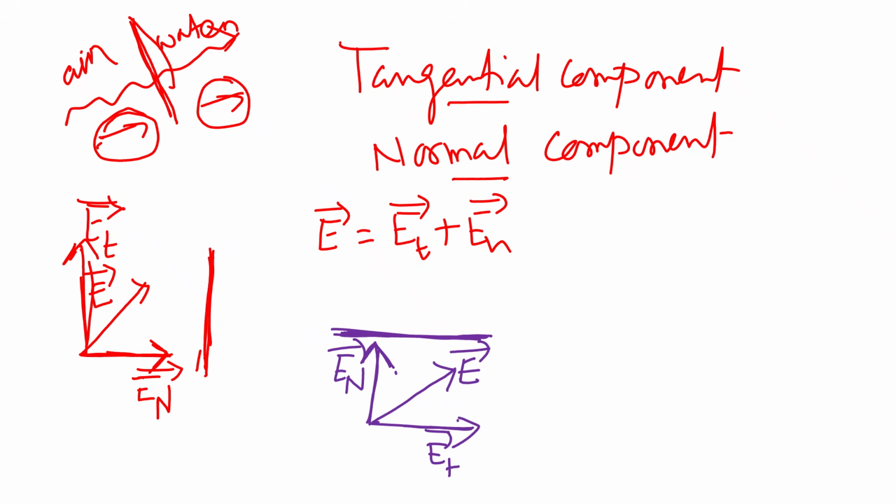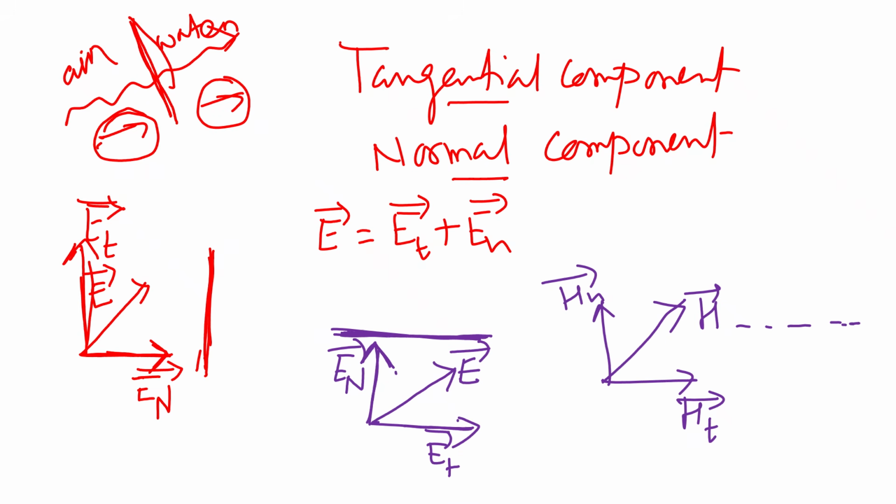Similarly, this is also applicable for magnetic field. A magnetic field can also be divided into two components, the tangential component and the normal component. This I am writing assuming that my surface orientation is like this, horizontal.